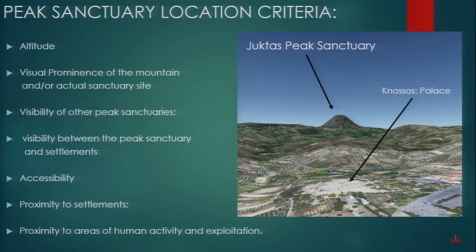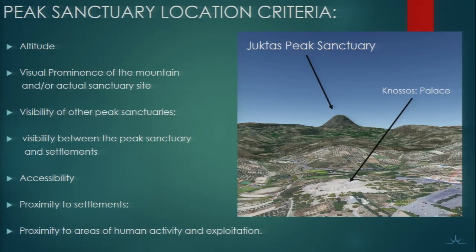Alan Peatfield has created a list of elements that a peak sanctuary would have. 1, on or near the summit of a mountain, he specifies the altitude range between 200 and 1,200 meters being the lowest and tallest sites currently identified. 2, prominence of the mountain and or actual peak sanctuary site. 3, visibility of other peak sanctuaries.